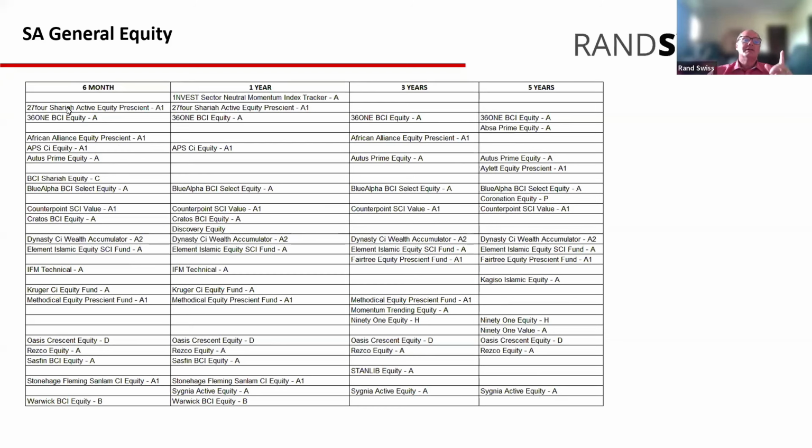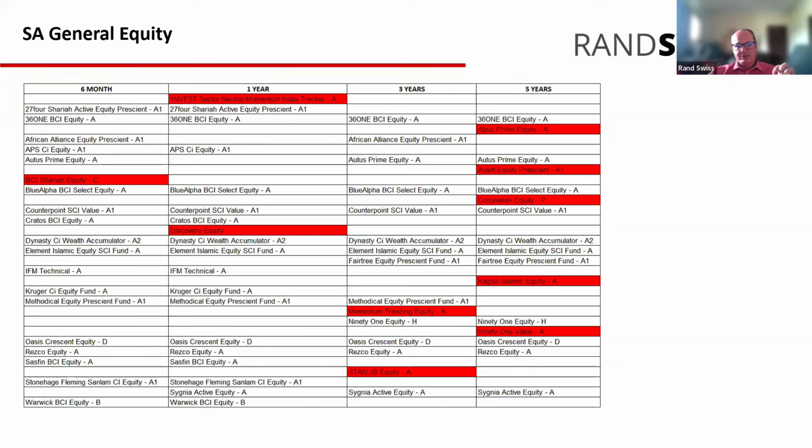So, I said top quartile. Sorry, which ones repeated in the top quartile. And then I said, okay, and now I'm going to highlight them in red, any one of these that's only there in one of my 4 periods, 6 months, 1 year, 3 year, 5 year, anyone that's only there once, kick him out.